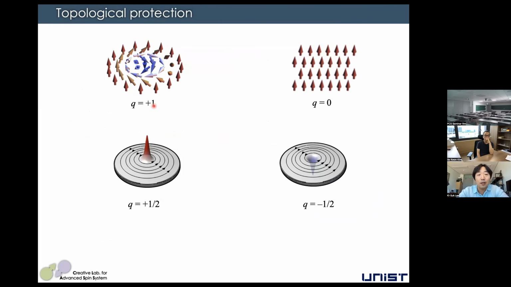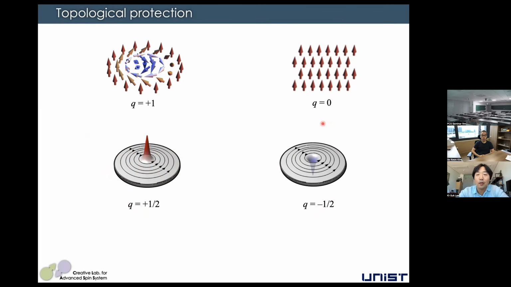And let's think about the topological protection. Here, these are different skyrmion number structures. The first one is a skyrmion with a +1 skyrmion number, and the second one is a uniform spin configuration with a 0 skyrmion number. Here is another example, the magnetic vortex structure with the upward core orientation with the same windings, right? But with different core orientation, it has two different half-integer skyrmion numbers. This one has +1/2, and the second one is -1/2.